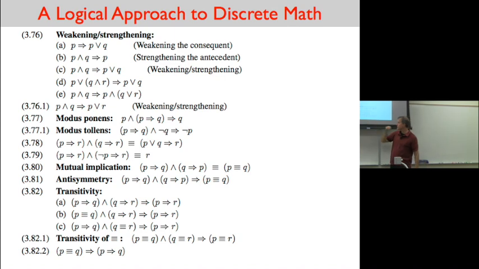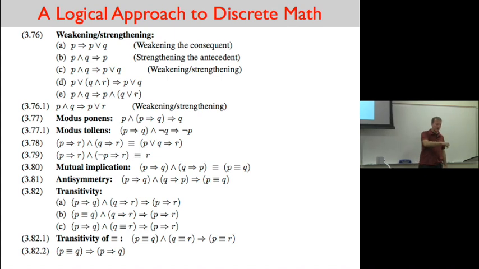And here we have some transitivity theorems. P implies Q and Q implies R implies P implies R. Make sense? If P implies Q and Q implies R, then what do you have? P implies R. Right?